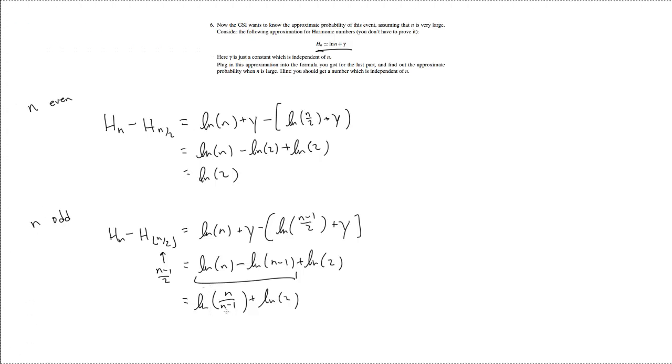Now as n approaches infinity, n over (n minus 1) approaches 1. So this is approximately equal to ln of 1 plus ln of 2. And ln of 1 is just 0. So we're just left with ln of 2. So regardless of whether or not n is even or odd, we have that the sum approaches ln of 2.